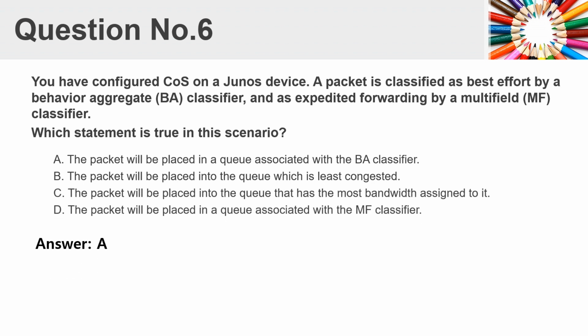Question number 6. You have configured CoS on a Junos device. A packet is classified as best effort by a behavior aggregate (BA) classifier, and as expedited forwarding by a multifield (MF) classifier. Which statement is true in this scenario? A. The packet will be placed in a queue associated with the BA classifier. B. The packet will be placed into the queue which is least congested. C. The packet will be placed into the queue that has the most bandwidth assigned to it. D. The packet will be placed in a queue associated with the MF classifier. Answer A.